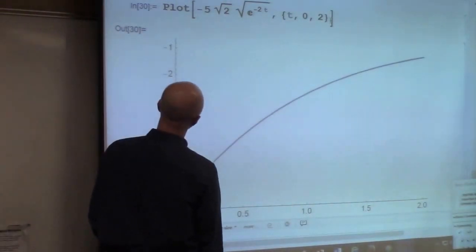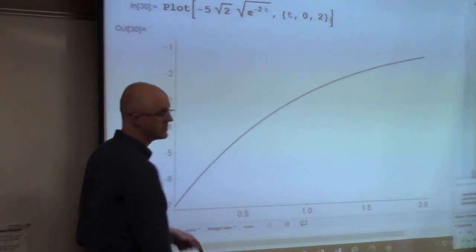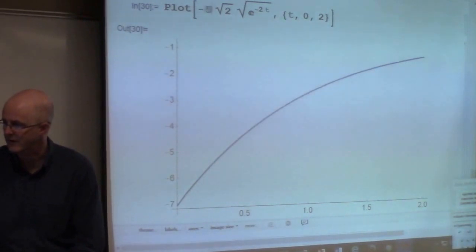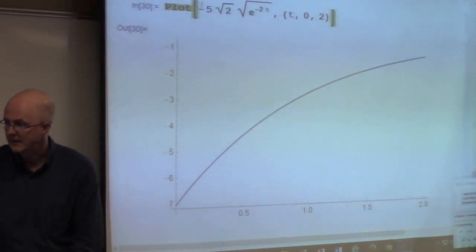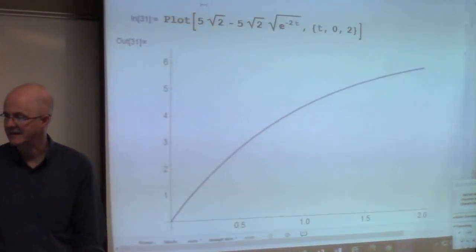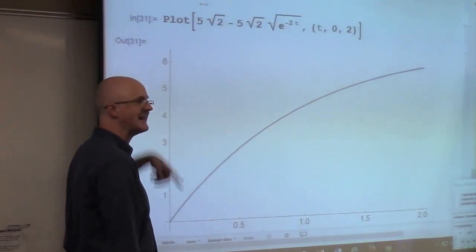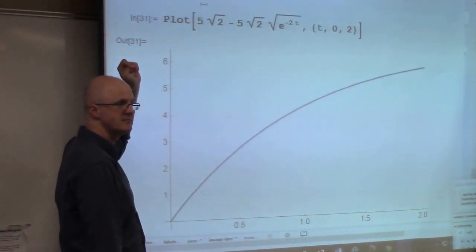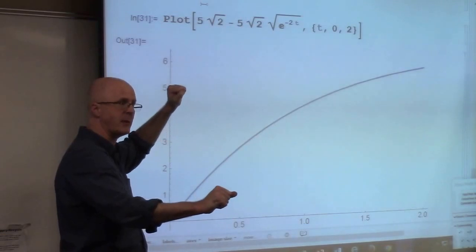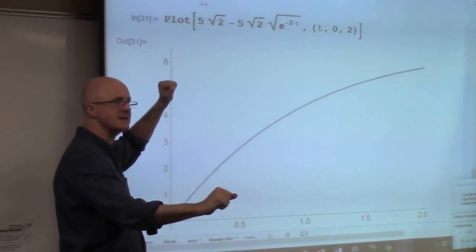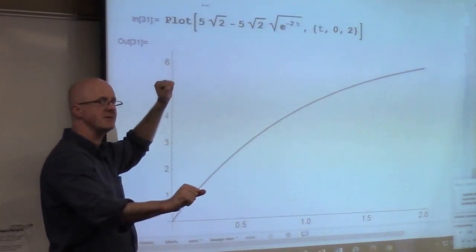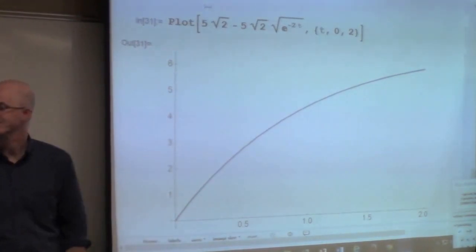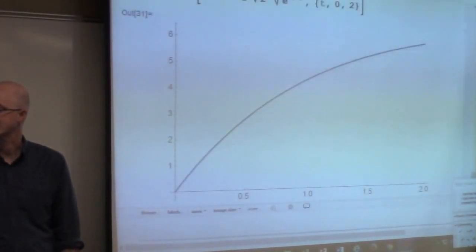The value of this at 0 looks like it is negative 5 root 2. So if I just put a 5 root 2 in front of this, then its graph is going to go through the origin. That is the distance traveled function, and it is an antiderivative of the speed function. That's all review. We did that, remember, for the first few weeks of class. Integrate the speed to find the distance traveled. And this is the distance traveled function.